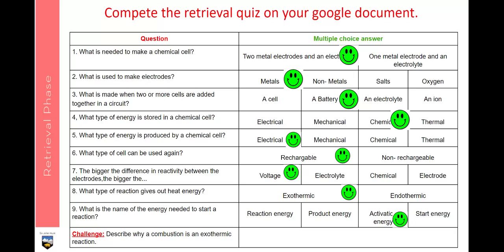Number 4, in a chemical cell, chemical energy is stored. Number 5, that chemical energy is transferred to electrical energy. Number 6, a rechargeable battery can be reused. Number 7 is voltage. Number 8, exothermic gives out heat energy. Number 9, activation energy is the energy needed for a reaction to begin. And combustion is exothermic because it gives out heat energy.